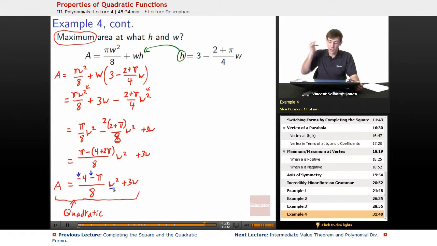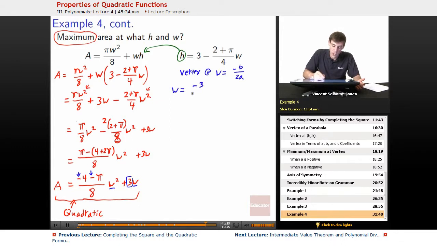So at this point, we figure it out. So remember, vertex is at our horizontal location. So in this case, horizontal would be just our W. Vertex is going to be at W equals negative B over 2A. So what is that? So it's going to be W equals, what is our B? That's going to be 3. So we've got negative 3 over, what is A? A is this whole thing. So negative 4 minus pi over 8.